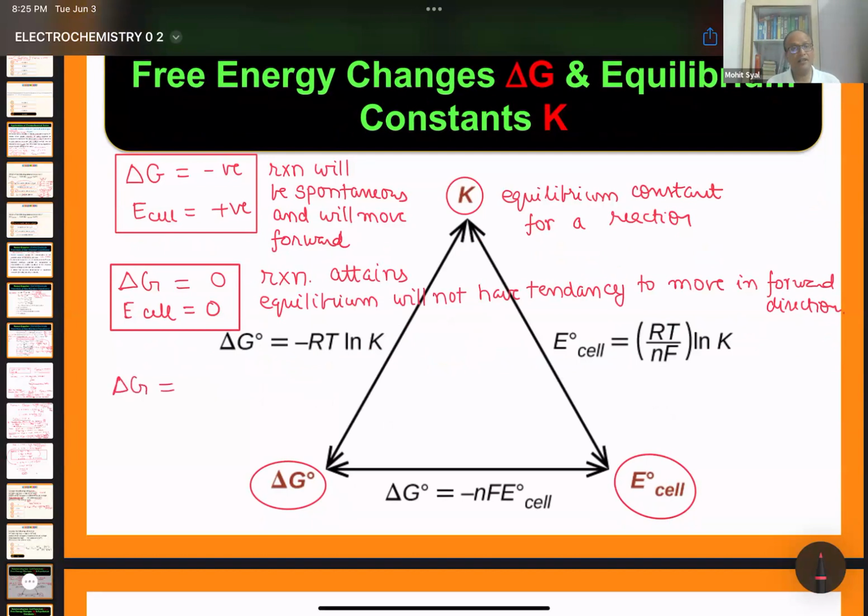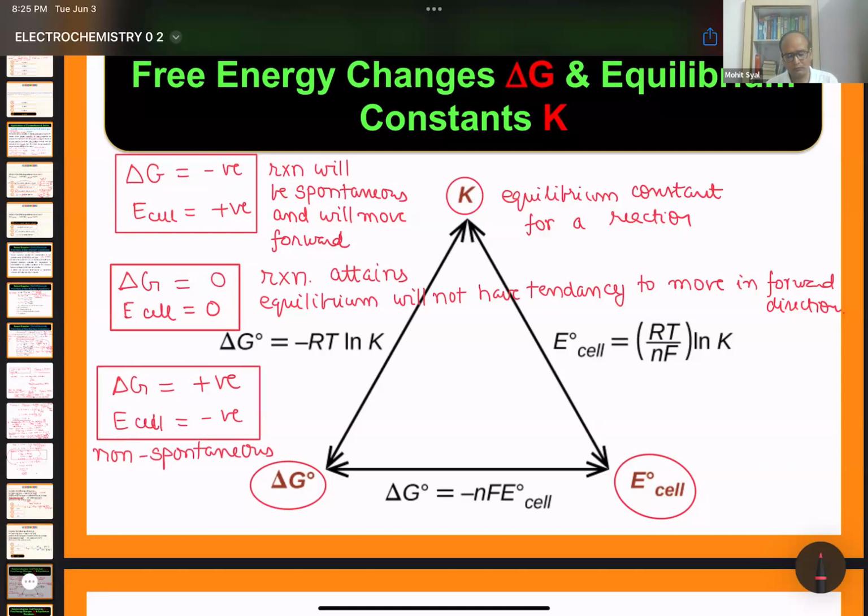If the Gibbs free energy is increasing during a reaction, meaning Gibbs free energy change is positive, the EMF of the cell will be negative. And negative EMF means non-spontaneous. Non-spontaneous means the cell will not work. So what is the relationship between delta G and nFE0 cell?